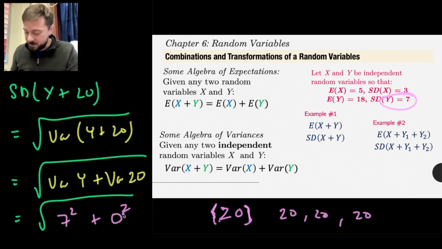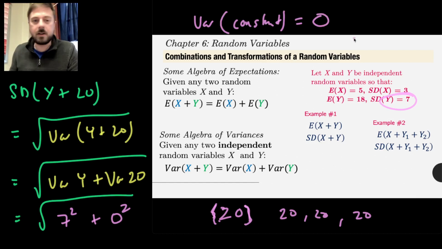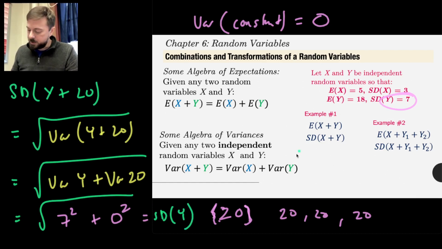0, right? So in fact the standard deviation is 0. If you're picking the number 20 from a set that only includes 20, you're always going to get 20. The variance of any constant is always going to be 0, because a constant will never vary from itself at all. And so the standard deviation of y plus 20 is just equal to the standard deviation of y, which of course is 7.